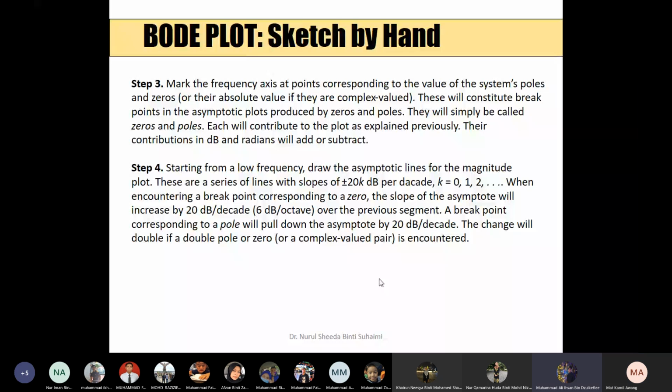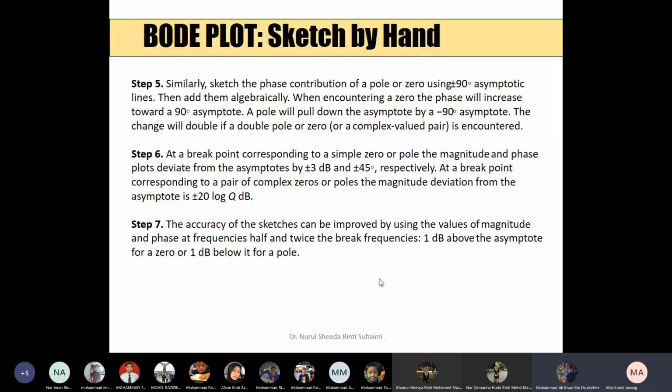Then basically we recognize the breakpoints and so on. So we can sketch and improve it using the value of the magnitude and frequency of minus 3 dB and 3 dB, those kinds of things. So you can smoothen out the curve. Just now we just gave the asymptotic lines.